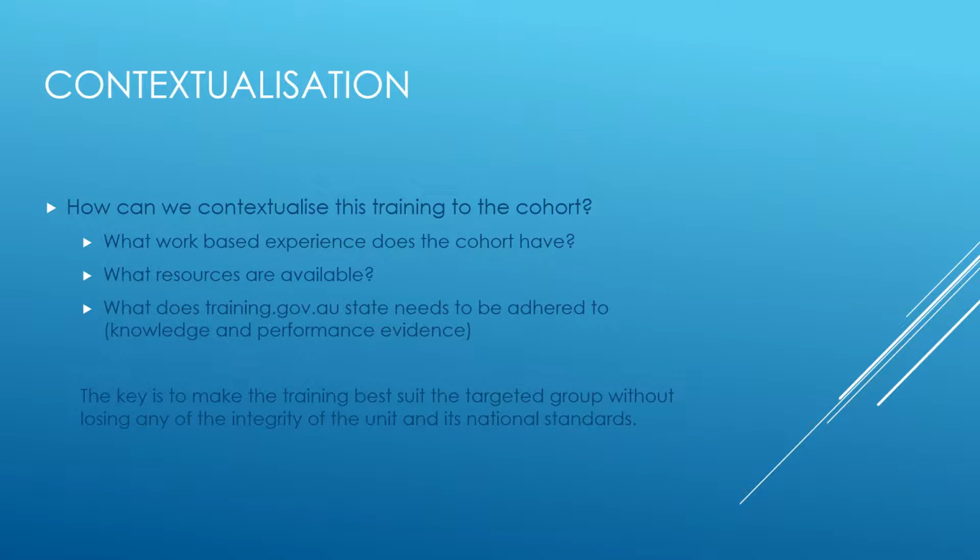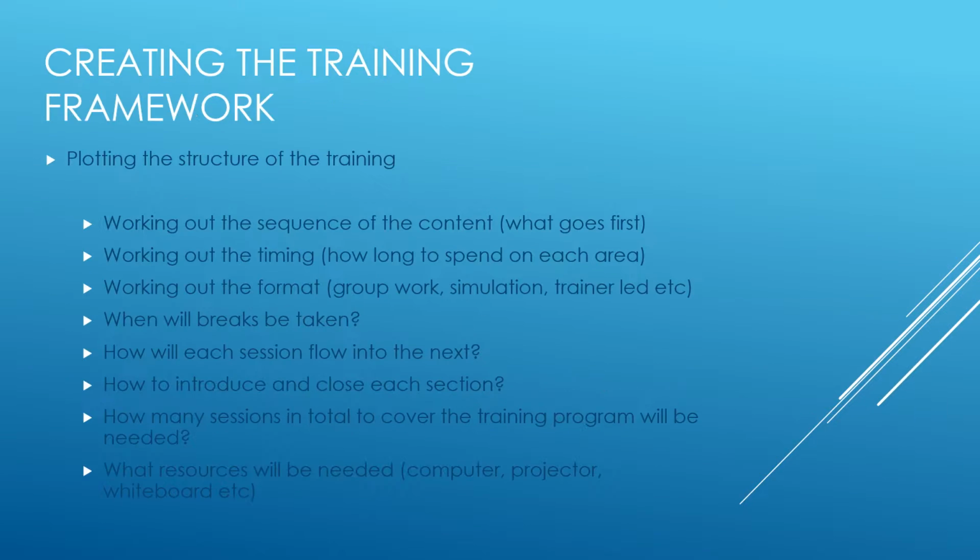What does training.gov.au state needs to be adhered to? Think your knowledge and performance evidence requirements. So basically what we need to do with contextualization is we can contextualize the content in the training to the cohort as long as we ensure that we're not changing around the knowledge and performance evidence requirements that are listed within training.gov.au for the specific units of competency within the formal qualification or the skill set that we are training. So again, the key is to make the best training suit the targeted group without losing any of the integrity of the unit and its national standards.